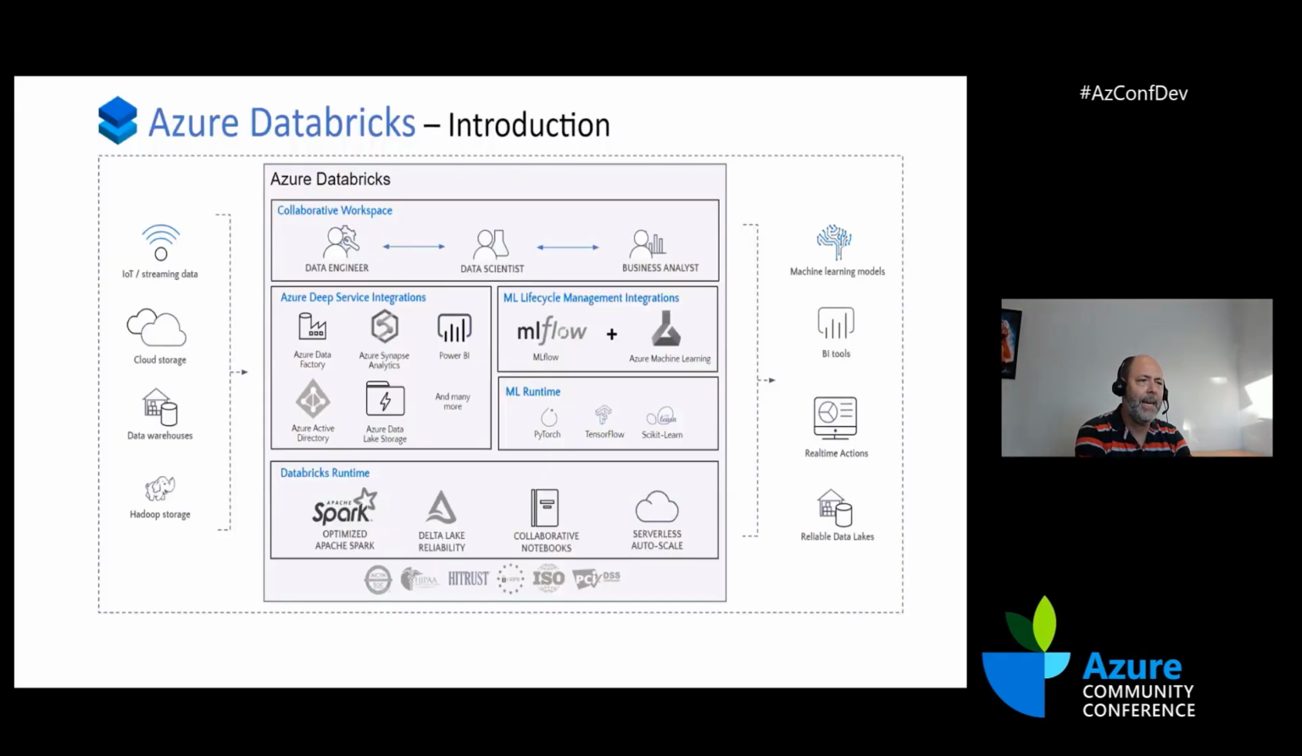So if we dig a little bit more into Azure Databricks, we see again all the different sources: stream, cloud-based storage, warehouse, big data, etc. And then through this collaborative workspace, we can make it available for different kinds of users. Data engineers, data scientists, and business analysts can work together as a group using Databricks because each of them will have their own collaborative workspace, right?